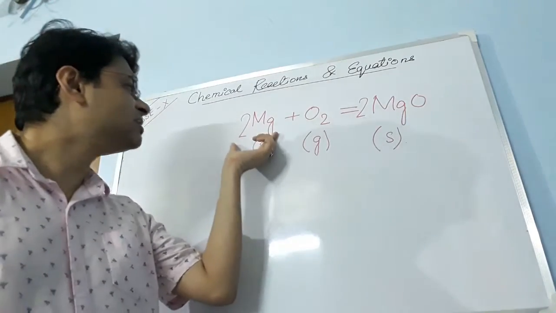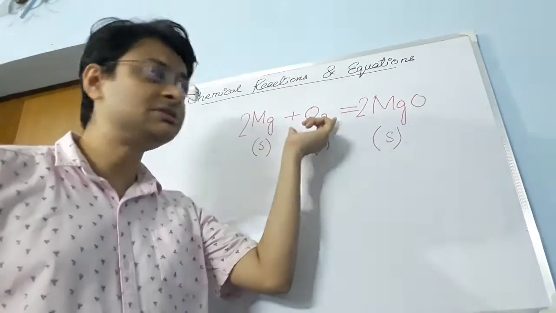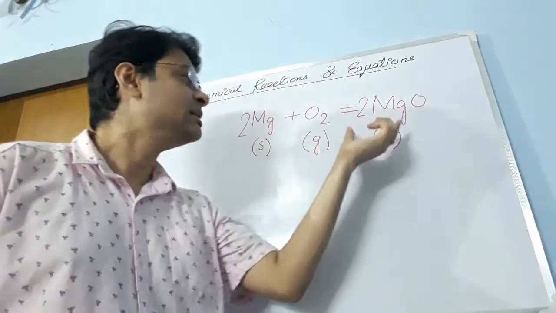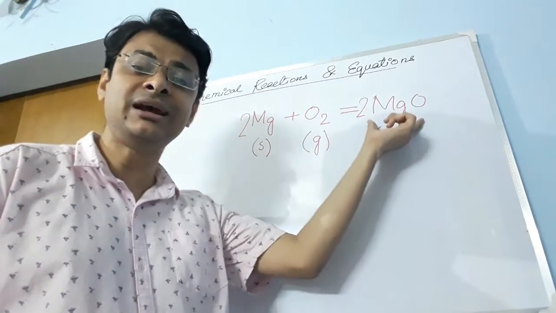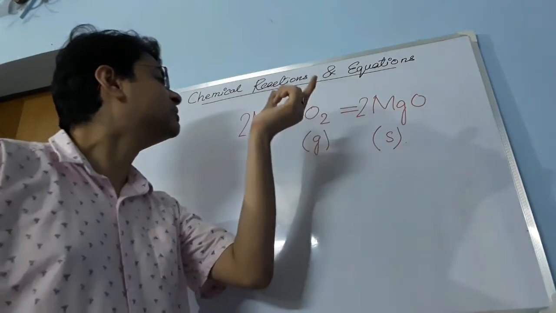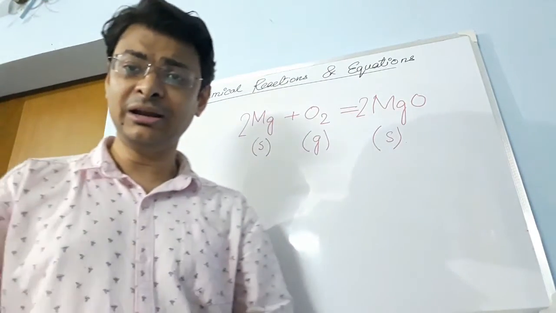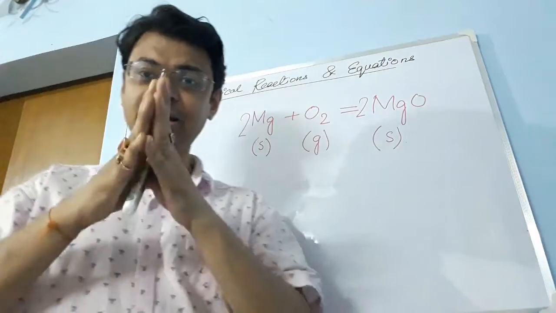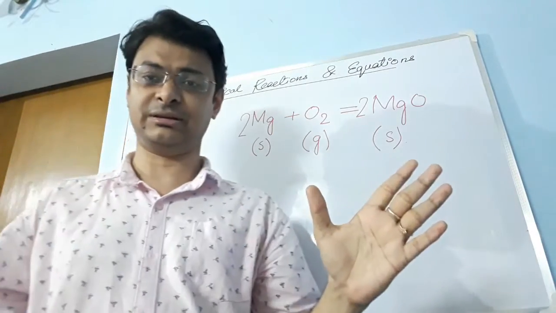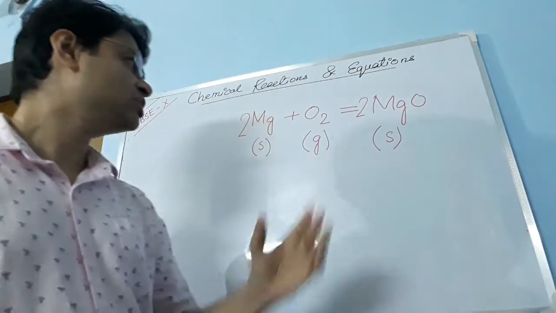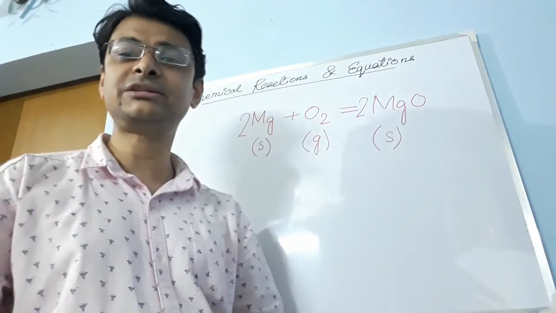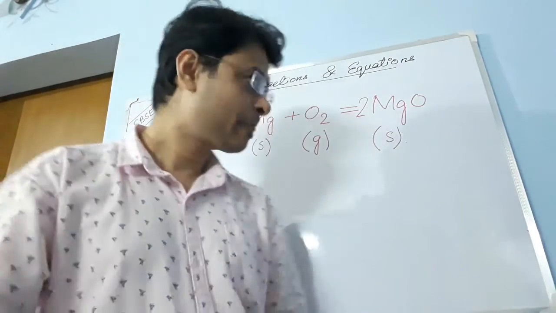Now magnesium burns in oxygen to form magnesium oxide. This magnesium oxide is entirely different both from oxygen and magnesium in terms of color, chemical properties, physical properties, everything. It is completely different. So we can say a chemical reaction has taken place.